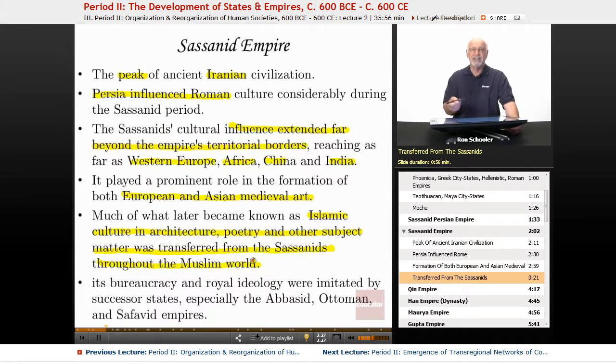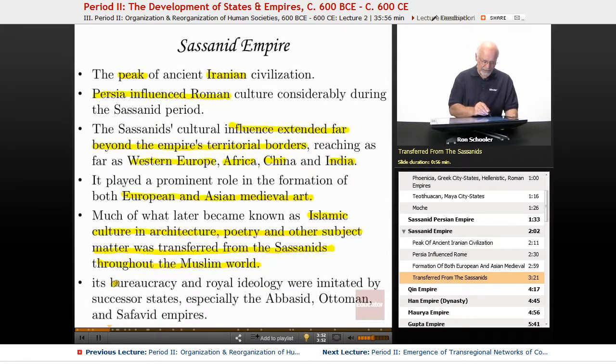So a lot of things that we say, well, that's, for instance, the covering of women, or those kinds of cultural things that we say, well, that's Islamic. That's a part of what Islam brought to the world. Actually, Islam borrowed those things from the Sassanids and promoted them, and they became Islamic.